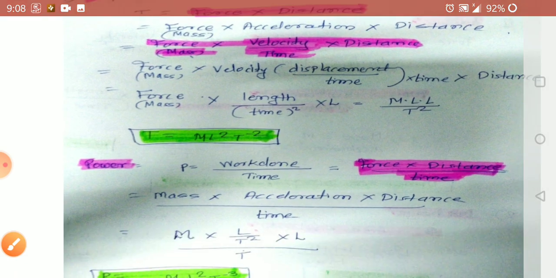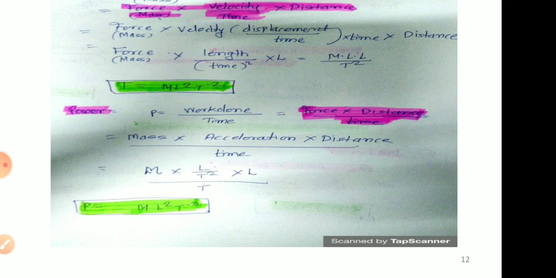Same thing, power is work done upon time. So we calculate all the measurements or physical quantities, and we got the answer, that the power P is equal to M L square t minus 3.